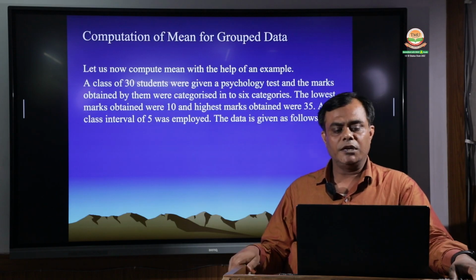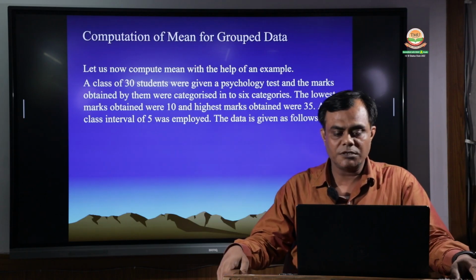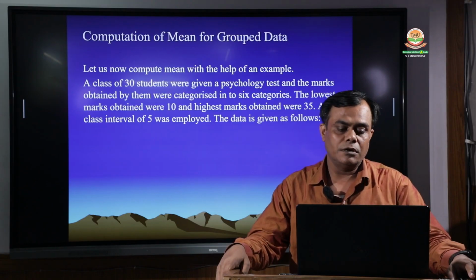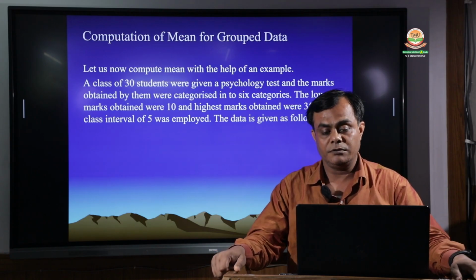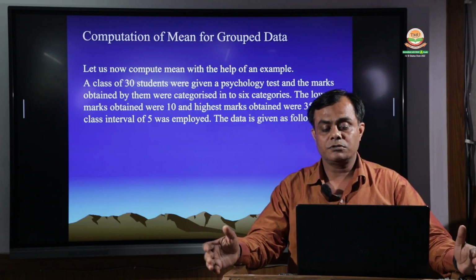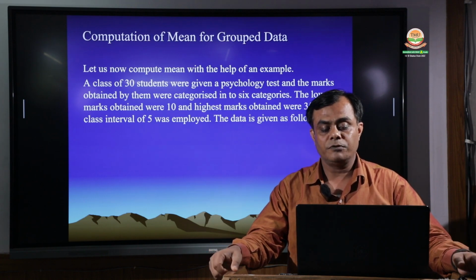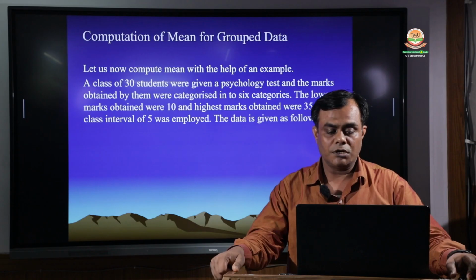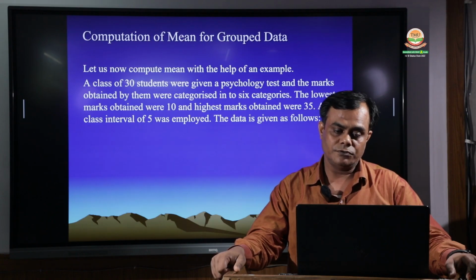Let us now compute the mean with the help of an example. A class of 30 students was given a psychological test, and the marks obtained by them were categorized into 6 different categories. Because this is grouped data, we categorized the 30 students into 6 groups. The lowest mark obtained was 10, and the highest mark obtained was 35. A class interval of 5 was employed. The data is given as follows.